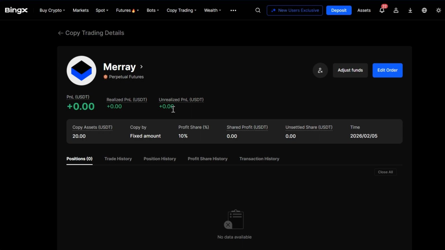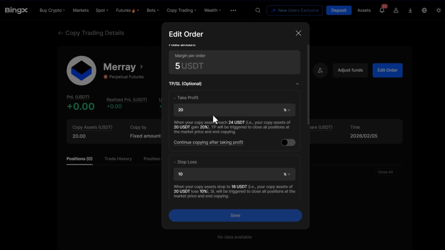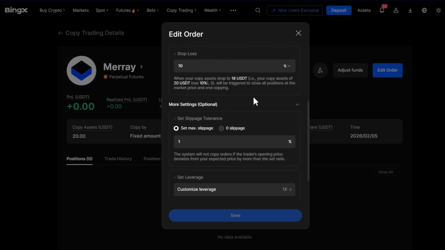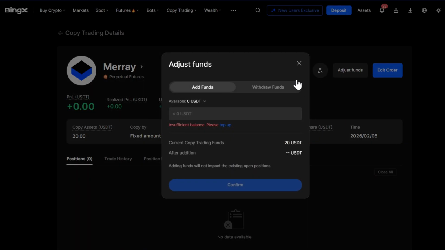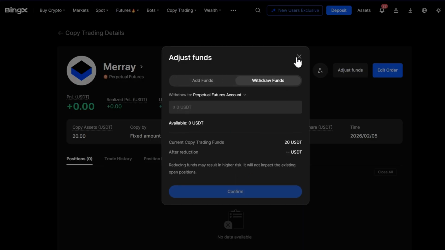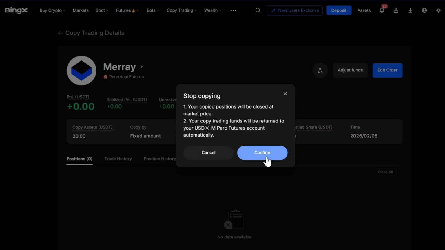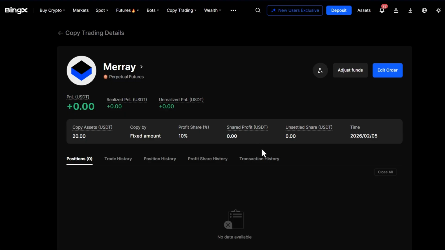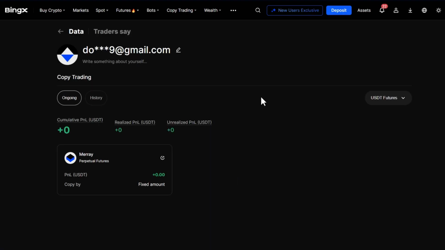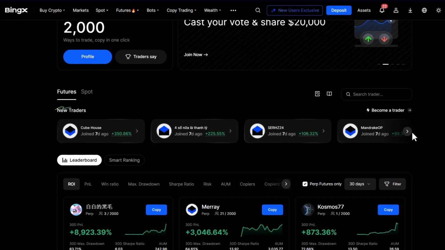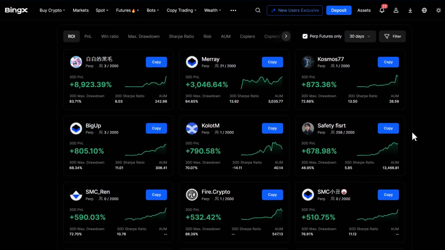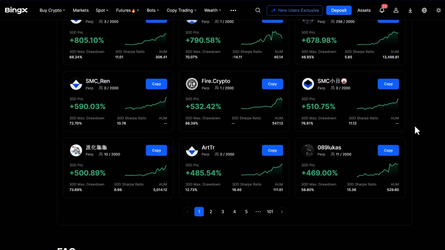an open position. On the Trader tab, you can edit order by adjusting your investment amount, stop loss, or take profit at any time. Adjust funds by adding or reducing margin, and you can also unfollow a trader in all their trades if their performance declines. I recommend checking your copy trades at least once a day, especially in volatile market conditions. If you see a trader's strategy changing, their drawdown increasing significantly, or their copiers' earnings turning negative, don't be afraid to stop copying them and find someone else.